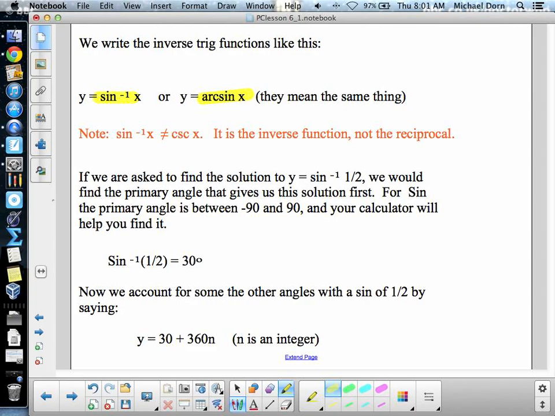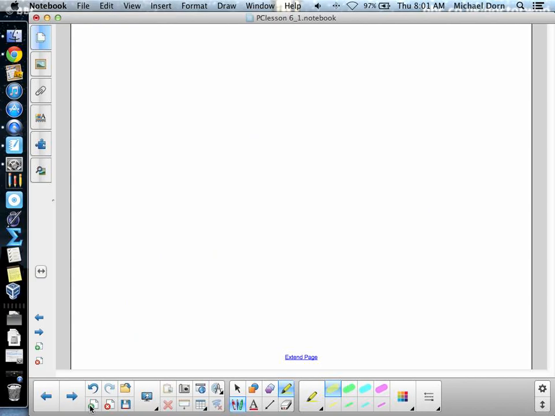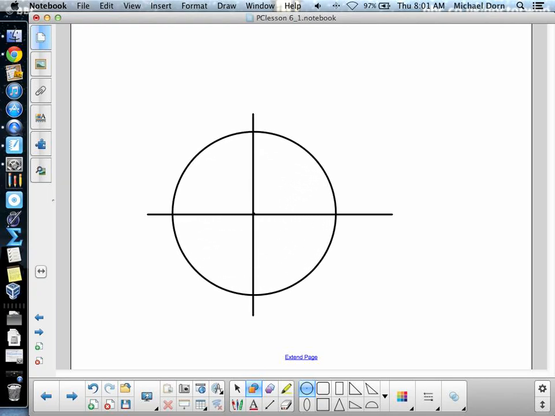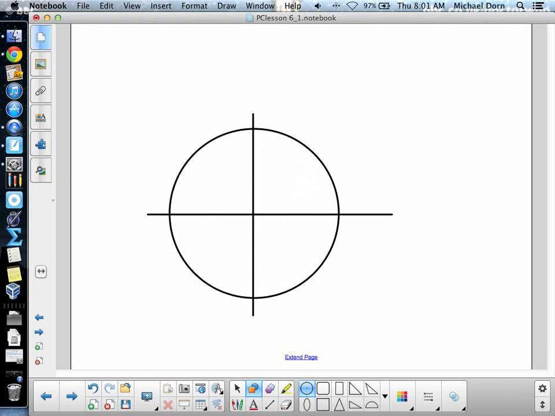Okay? So the first angle we come across is 30 degrees. But we want to pick up all the angles. Now, because sine, we can go back to our circle definition here. Go back to our unit circle from chapter 1. I'll even draw a nice circle by letting the computer do it for me. Look at that. Nice unit circle.